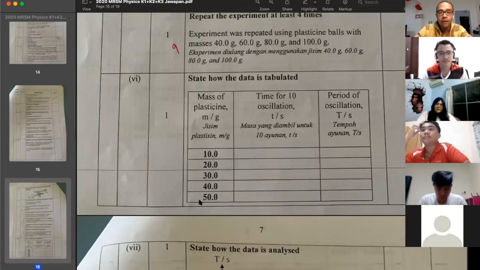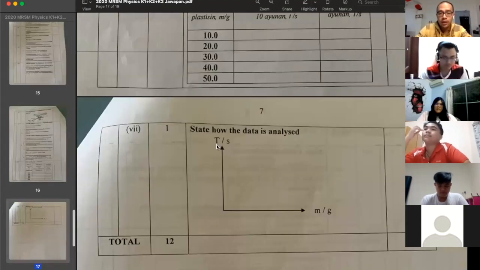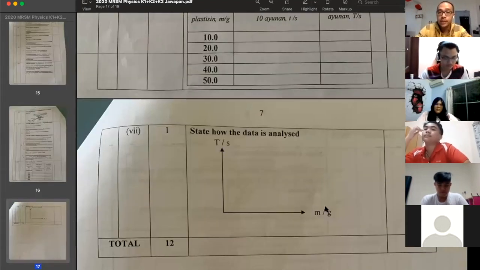Anyway, same thing. Please make sure that you have 5 values over here, and then, of course, the time taken. Then this is a very nice and complete graph. Remember, don't draw the line. Just make sure you draw the axis and state the symbol and the unit. Symbol and unit are very important.